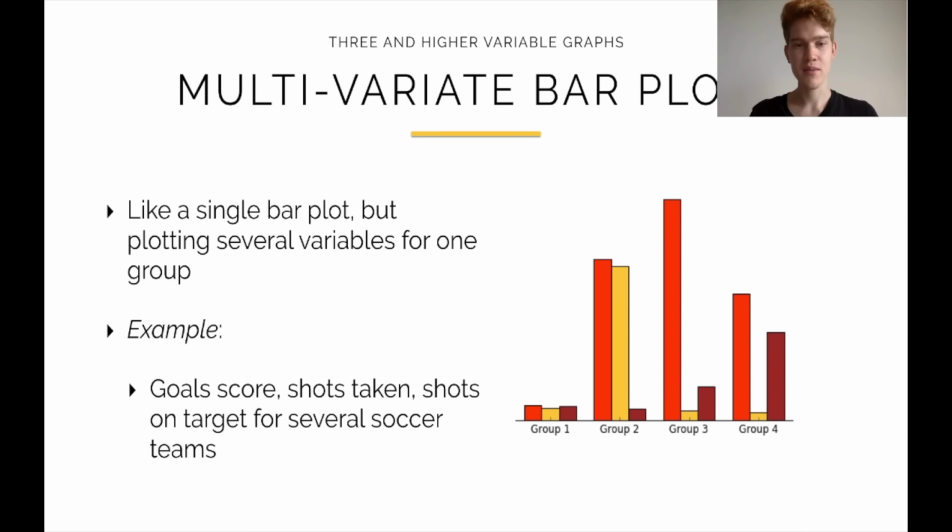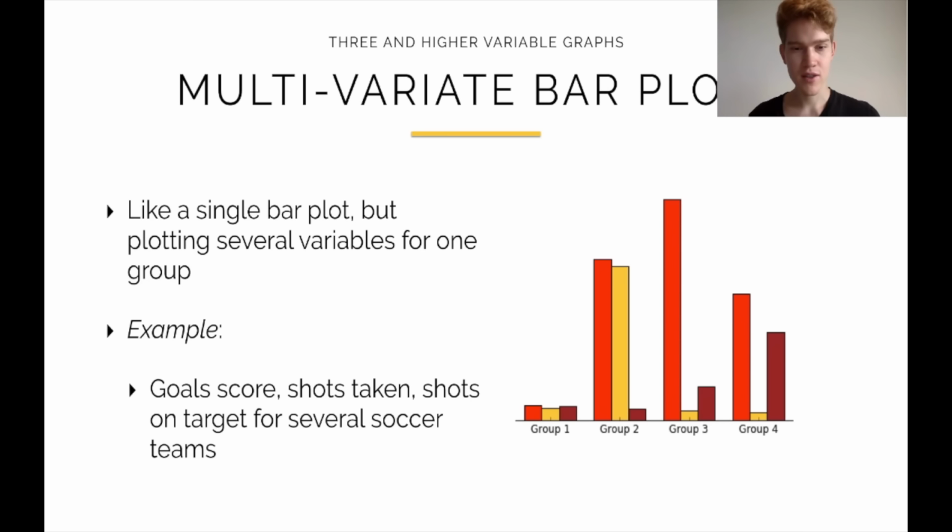All right, so we can also do multivariable bar plots, so multivariate bar plots. This is very similar to a single bar plot where we just plotted one value over different groups, but rather than just plotting one, we cram them together and plot several. An example of this would be that we plot goals scored for a team, the shots taken on goal, as well as the shots on target. And so we can see maybe there are teams that score less, but that's because they also shoot less, and therefore they also shoot less on target. Or maybe there are some teams that just score a lot, and that's because they shoot a bunch, but they just don't hit the target that often.